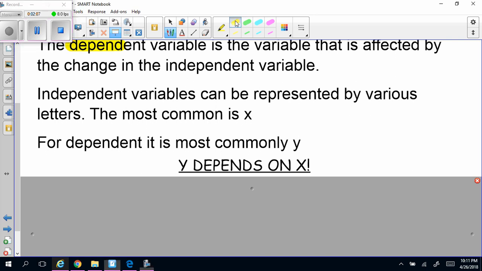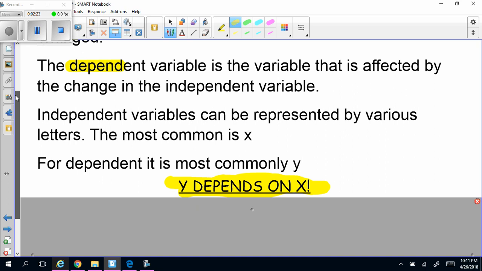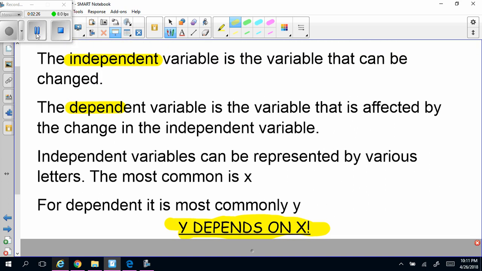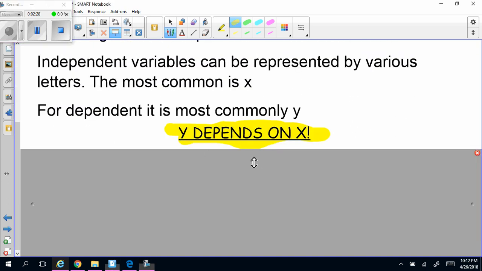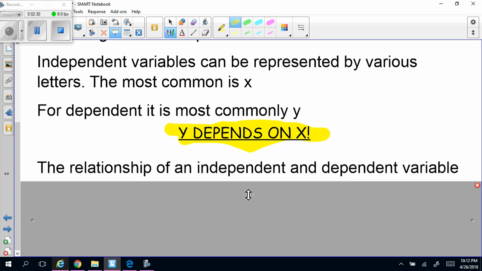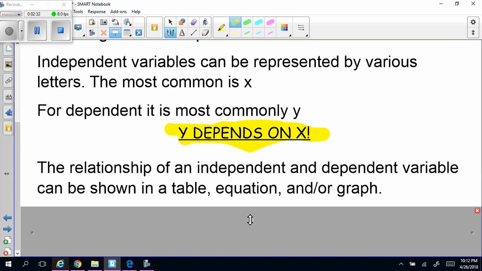Always and forever, this is important: Y depends on X. It's the same thing like I said with the dependent variable depends on the independent variable. Y depends on X. Go ahead and pause the video and you can write this down. Now, independent and dependent variables are going to be represented in a relationship in a table, an equation, and or graph. Go ahead and write that down as well. You can pause the video.